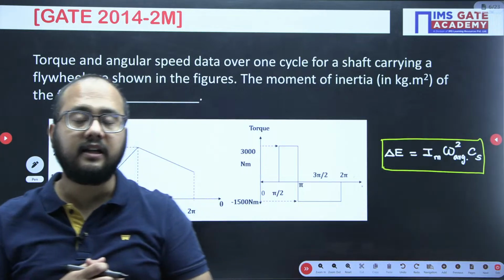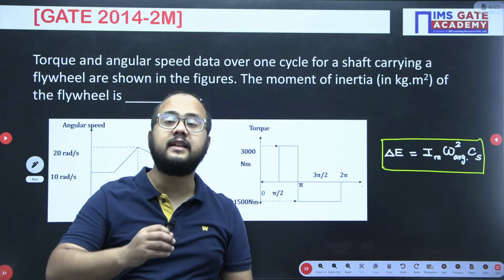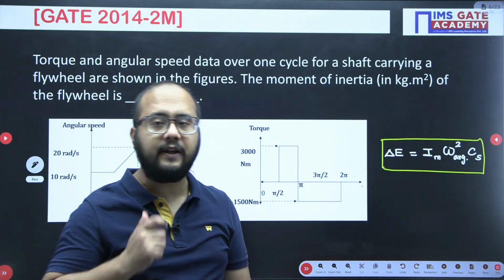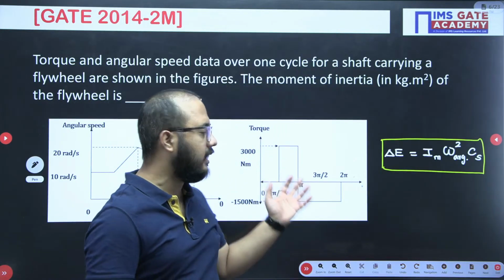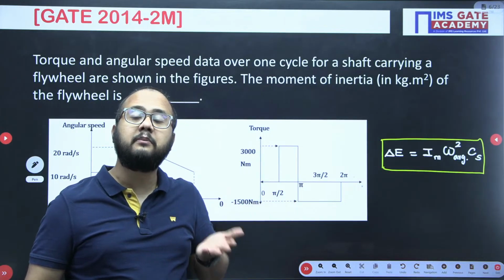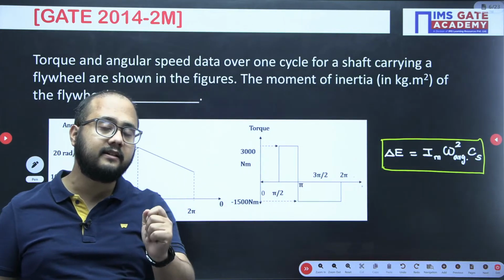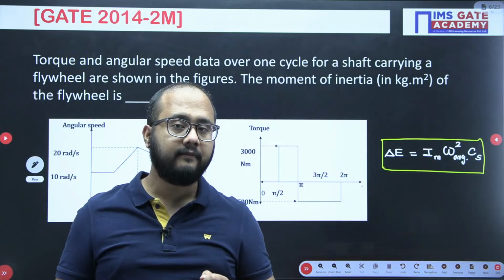How to get this delta E value? Delta E value is the excess energy that is stored in the flywheel. Now, how can we understand excess energy from this turning moment diagram? Whatever energy is available above the mean torque will be considered as excess energy, right?